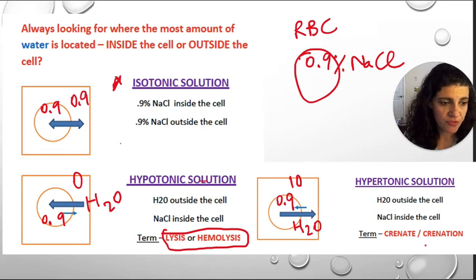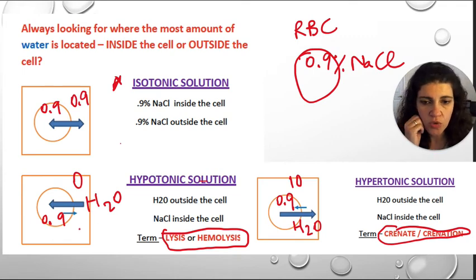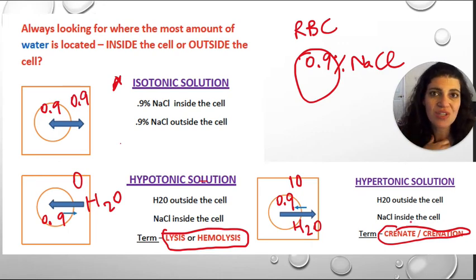The term for this is crenate, or crenation. So here, in the hypotonic case, the cell is going to undergo lysis by bursting. And here, the cell is going to shrink because it loses water and it looks like a little raisin.